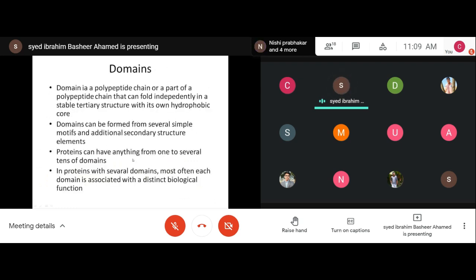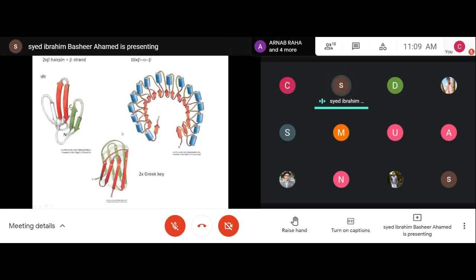And then we have domains. A domain is a polypeptide chain or a part of a polypeptide chain that can fold independently into a stable tertiary structure with its own hydrophobic core. Domains can be formed from several simple motifs and additional secondary structure elements. Proteins have anything from one to several domains. Again, it depends upon the biology of the protein.